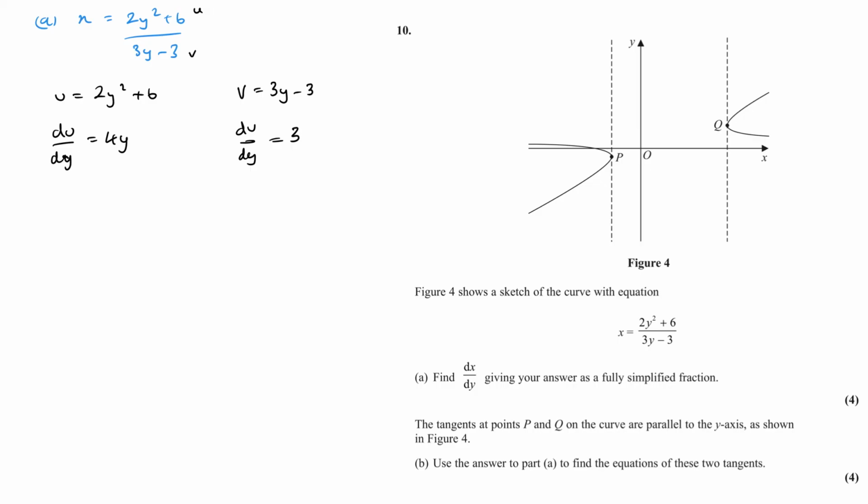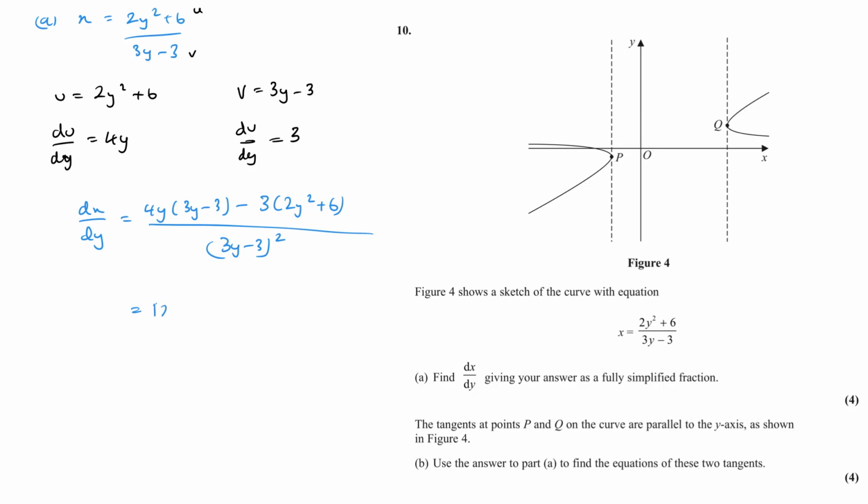Then quotient rule, so dx by dy is going to be v du by dy, so these two multiplied, 4y times 3y minus 3, minus u dv by dy, so 3 times 2y squared plus 6, all over v squared, so 3y minus 3 squared. Now normally I'd leave it like that, but it does say fully simplified fraction, so we need to simplify it further.